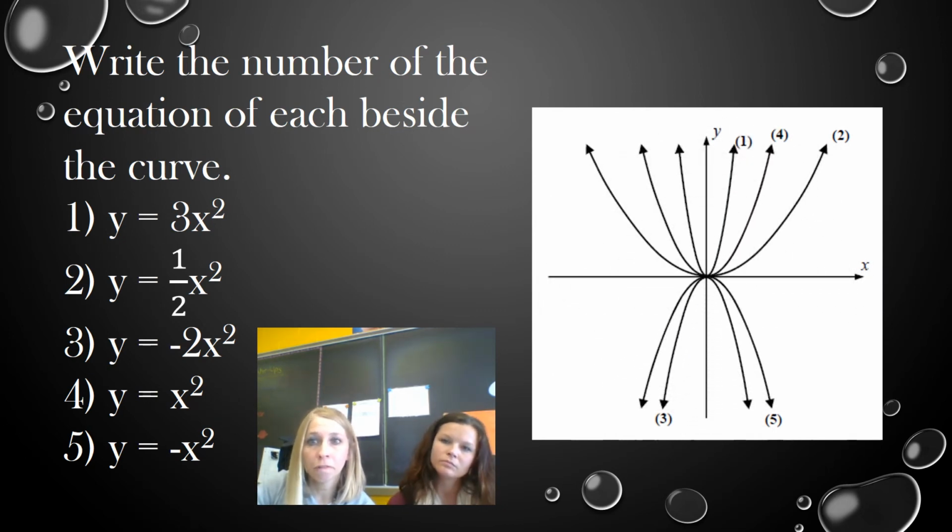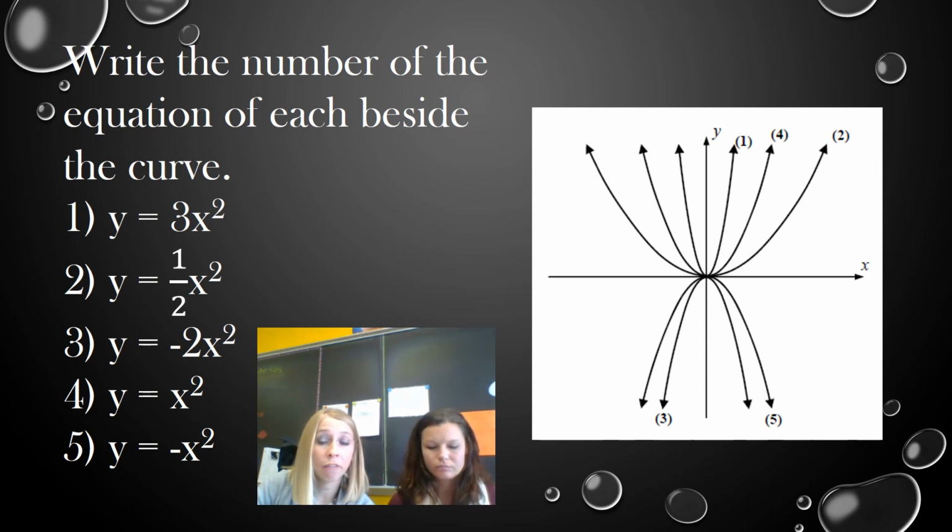Okay, so number 4, you can see how it's labeled, and I would go from there. And what you're seeing may be the opposite of what you thought. Number 1, the 3x squared, is actually smaller than x squared. And number 2 is actually larger. And if you had a calculator, you could put these in and see.